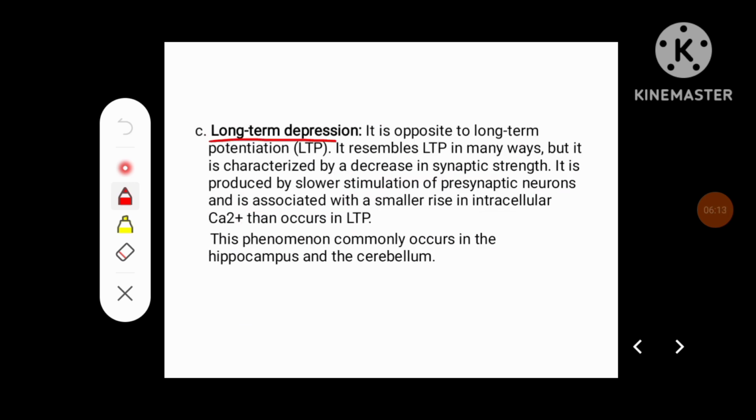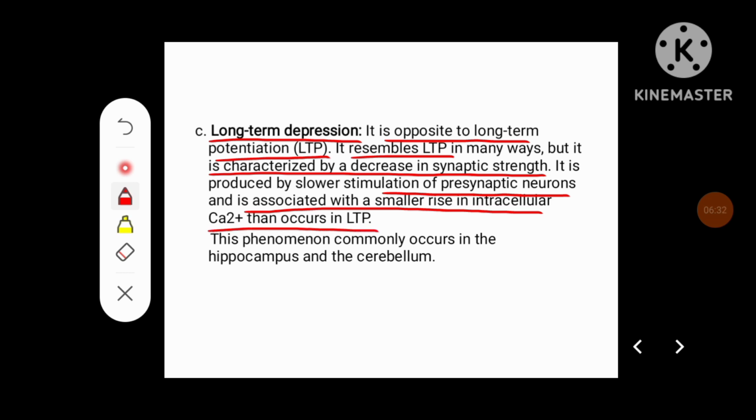There is also long-term depression. It is opposite to long-term potentiation. It resembles LTP in many ways, but it is characterized by a decrease in synaptic strength. It is produced by slower stimulation of presynaptic neurons and is associated with a smaller rise in intracellular calcium than occurs in LTP. This phenomenon commonly occurs in the hippocampus and cerebellum.